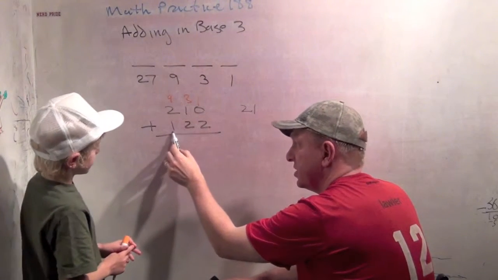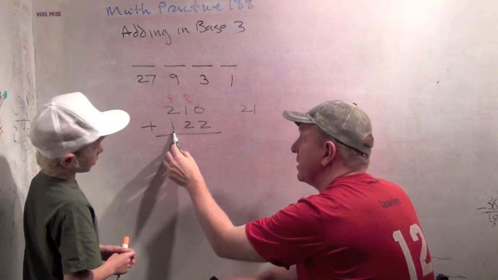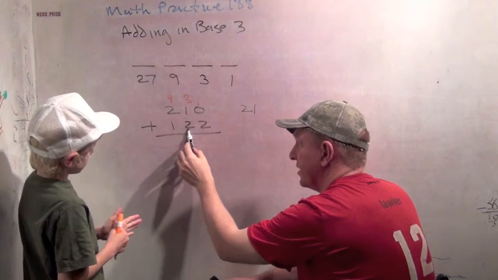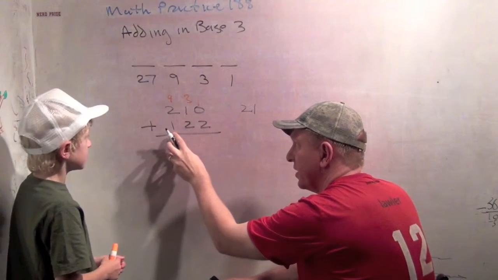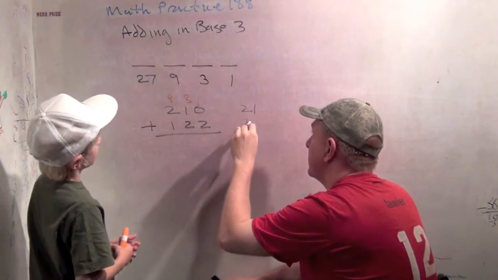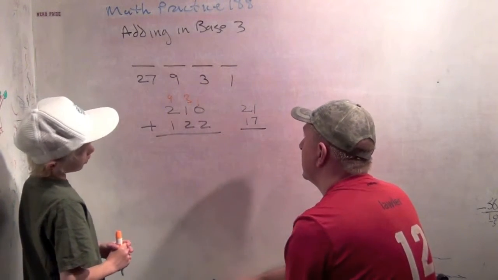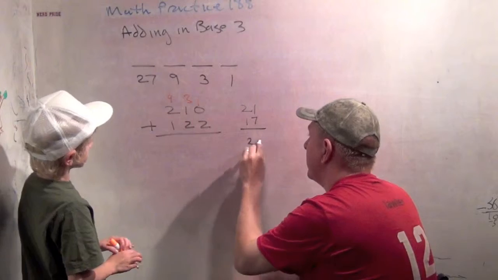Now, which digit is this in base 3? Oh, that's the 9. So I have 2 1s, 2 3s, and a 9. That gets me 2 plus 6, which is 8, plus 9 is 17. So this is 21 plus 17. You should get 38. So we should get a number that represents 38.